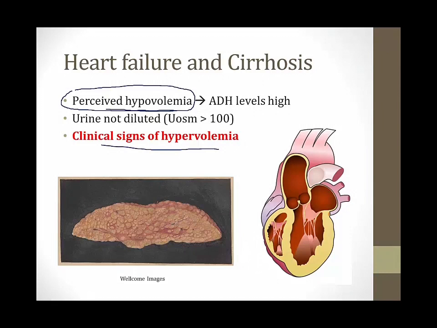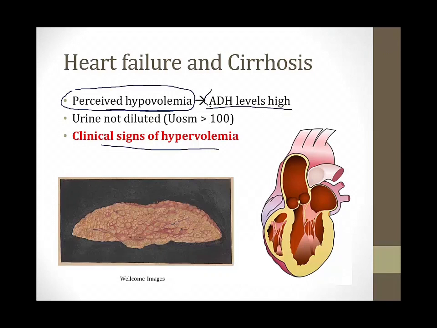When the body perceives hypovolemia, ADH will be released. So ADH levels become high. This is called the non-osmotic release of ADH. I talk about this in the video on nephron physiology, but normally ADH levels go up and down based on the serum osmolarity. However, ADH levels will also go up when the body perceives hypovolemia to a significant degree. This is a life-saving mechanism. It's called the non-osmotic release of ADH, and it occurs only when the body perceives low intravascular volume, and that happens in heart failure and cirrhosis.